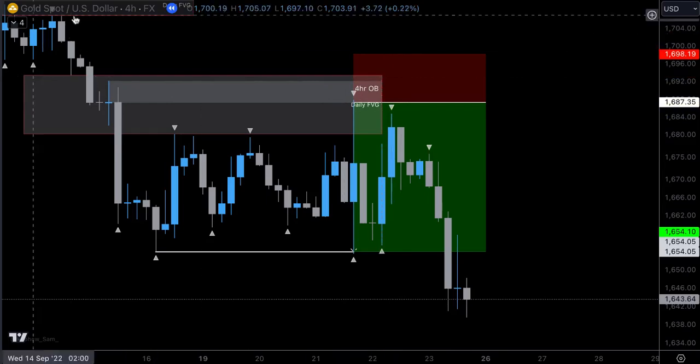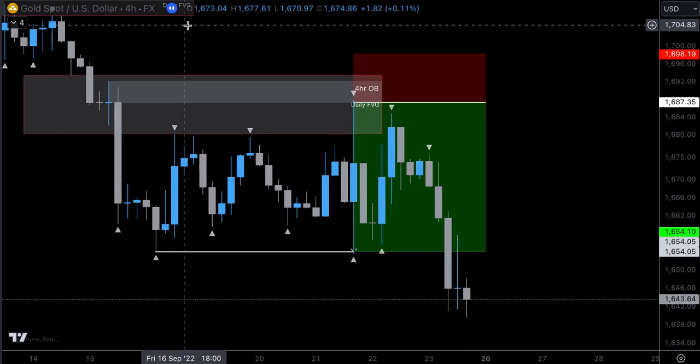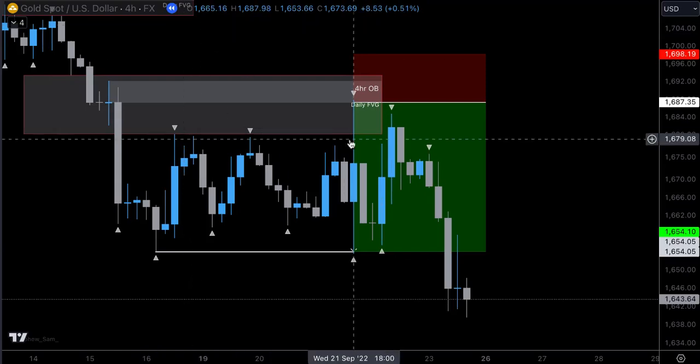That's it for this one, and this really is an extremely profitable strategy, especially when trading XAU USD, also known as gold.